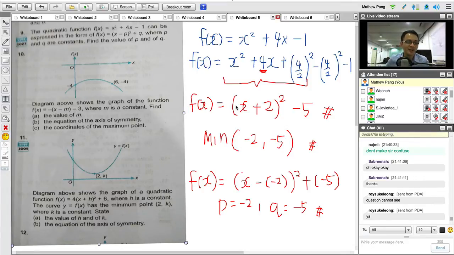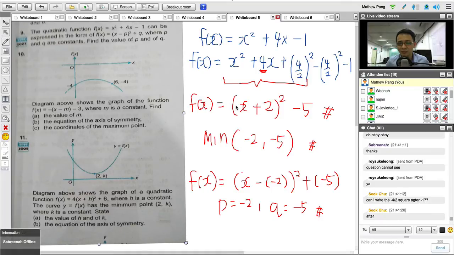First, it asks you to find the values of m. Alright, so value of m. Then it asks you to find the equation of the axis of symmetry and the maximum point. Can I write negative 4 over 2 after negative 1?